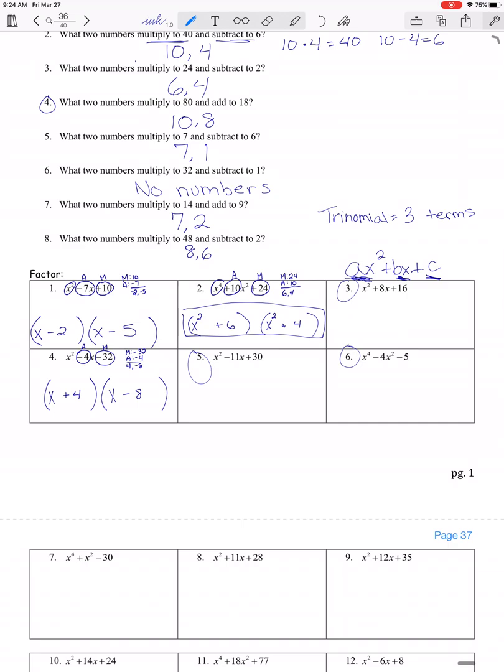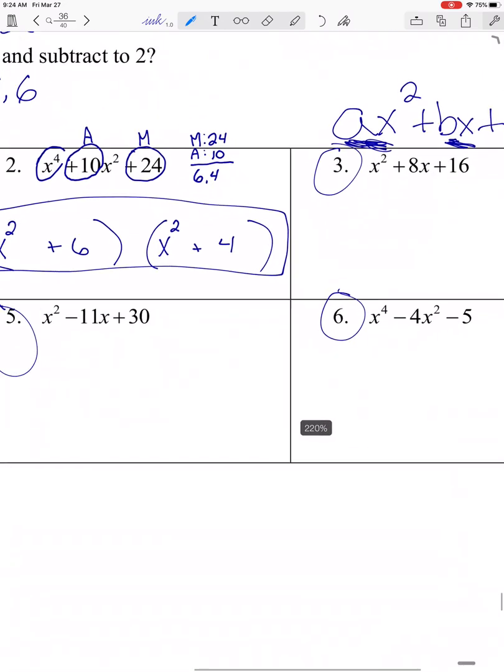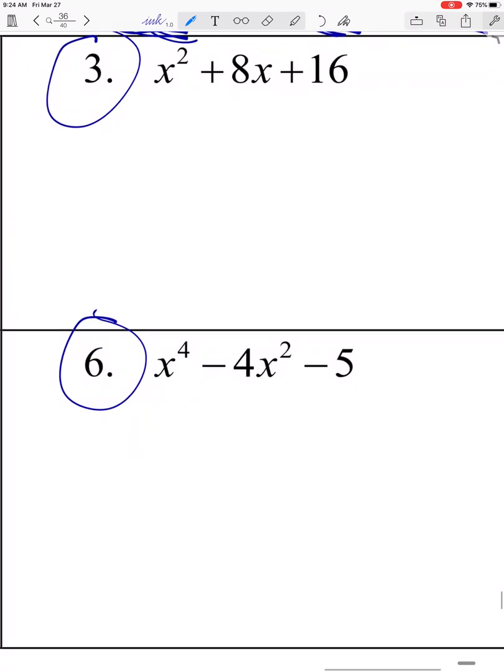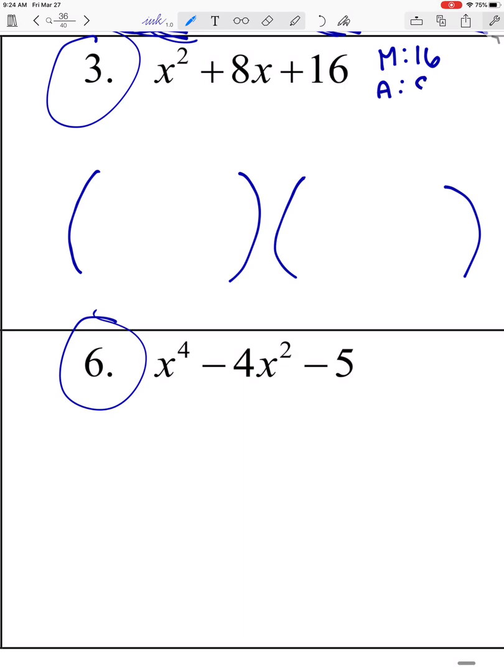Okay, so now that you've done it on your own, let's take a look at how you did. So let's take a look at number 3. So we double bubble. And we're looking for two numbers that multiply to 16 and add to 8. So when you did that, you should have got 4 and 4. Since we have the x squared, we just write x and x. And I have positive 4 and a positive 4. So there we have that.